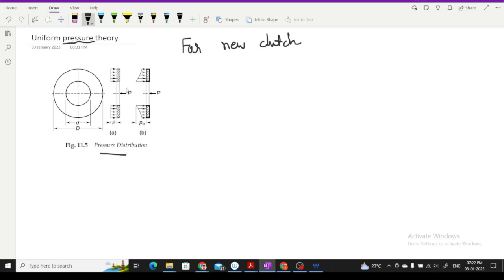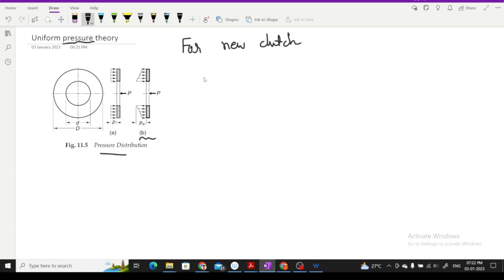While after some particular duration or after some life of this clutch, it is going to be worn out, right? So at that time, the uniform wear theory is going to be applied, which is mentioned in this particular figure. We will discuss that uniform wear theory also, right? So here, first let us discuss this uniform pressure theory. It is generally applied for this new clutch.